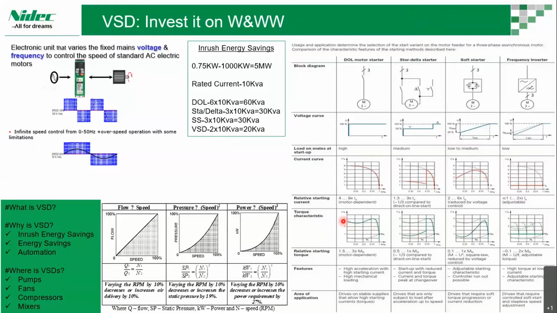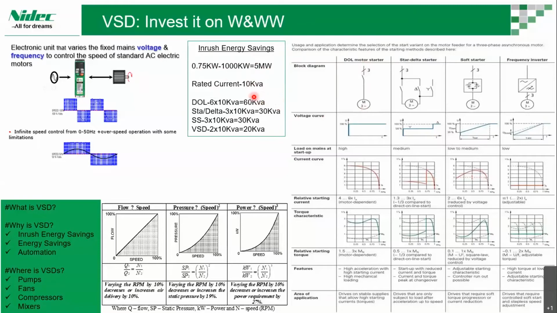The torque curve also talks a little more about what the torque characteristics look like. So I'm taking inrush current saving. It's a small way of doing it. So it's basically a capex saving by putting a VSD in the plant. I can imagine one of the plants having 0.75 kilowatt to 1000 kilowatt motors, with a total installed motor capacity of around 5 megawatt. So rated current for the 5 megawatt may be around 10 kVA.